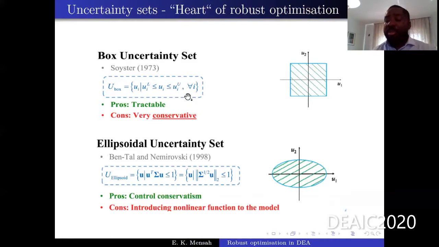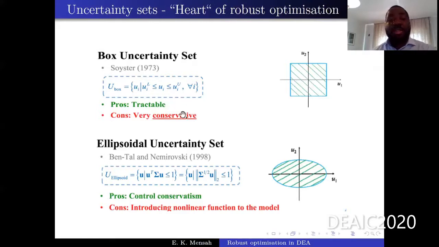Now, Ben-Tal and Nemirovski in 1998 considered an ellipsoidal set which is able to control the conservatism of the robust solution. In this case, because the sub-problem of the robust counterpart is optimized over quadratic constraints, this leads to second-order cone programming, which means that we have introduced nonlinearity into the robust model, which sometimes becomes a bit difficult to solve.